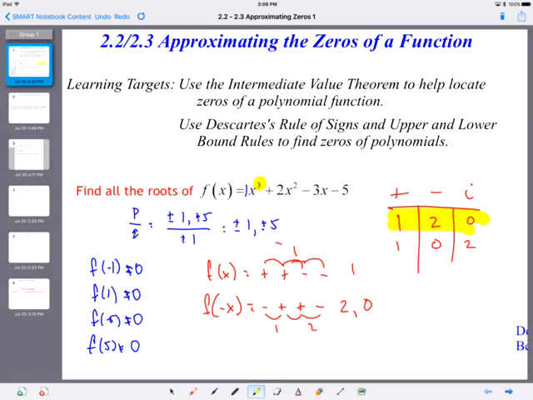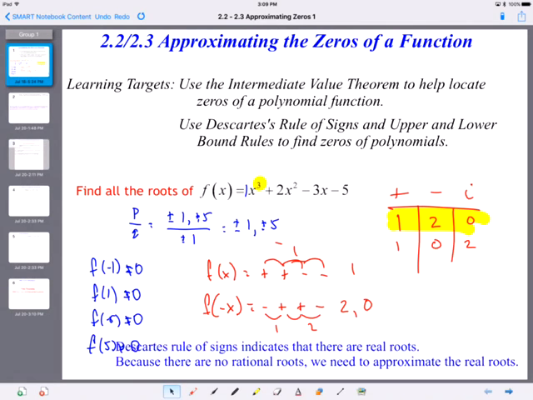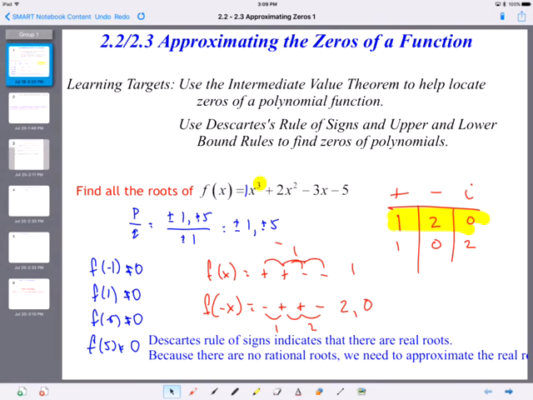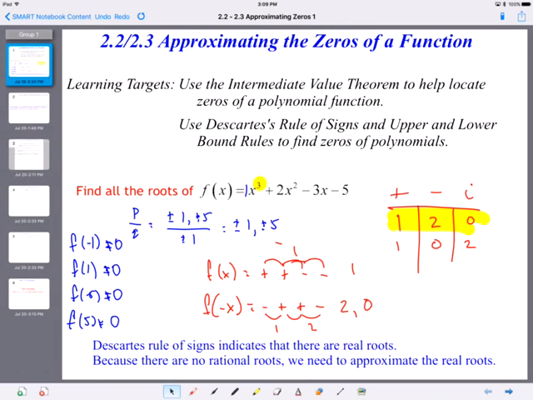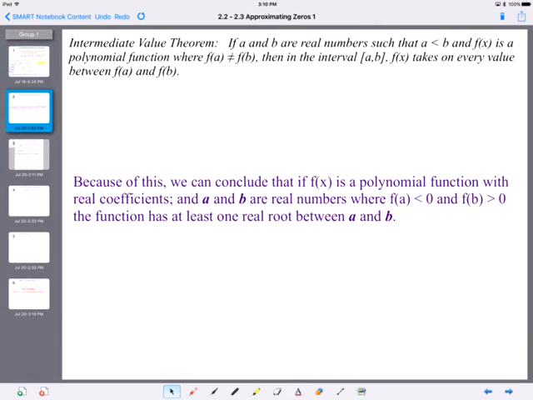So what's kind of our next step here? What is it that we're supposed to do? We know the roots exist. We can see that on the calculator, but we don't know what they are, and they're not rational, so they've got to be irrational. So Descartes' rule of signs indicates that there are real roots. Because there are no rational roots, we need to approximate the real roots that we have. And so what's that next step? Well, the next thing we get into is the intermediate value theorem.